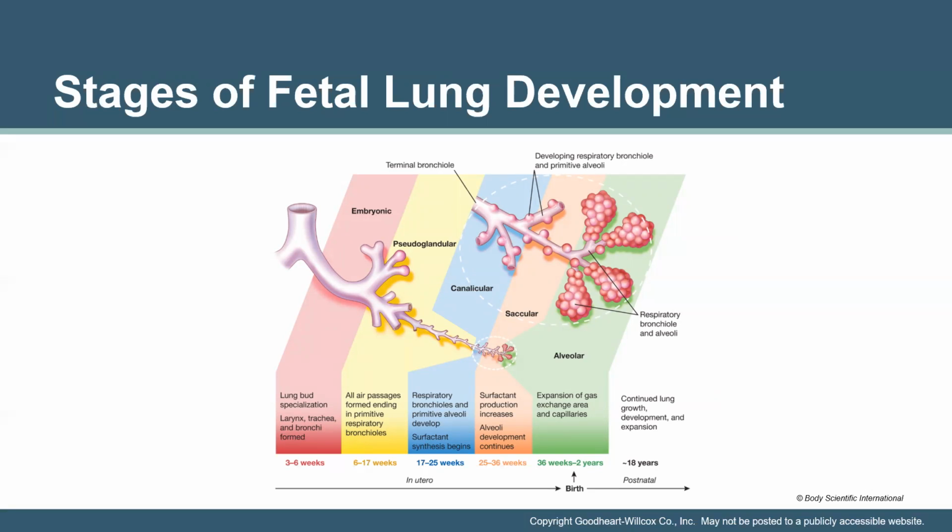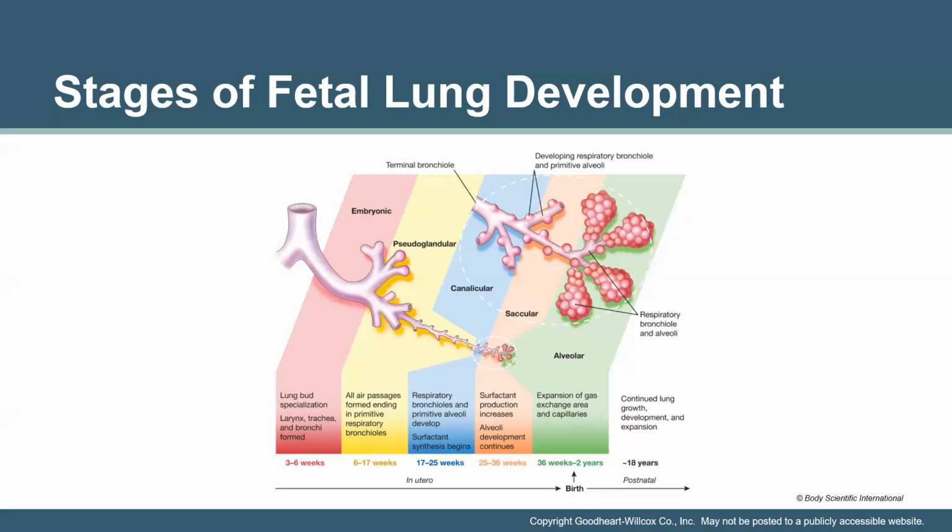Then within embryonic development, we see something that we call pseudoglandular. This happens between weeks 6 through 17. And we see the lung buds branch further. We see all air passages formed and terminate into the primitive respiratory bronchioles. We see cilia and cartilage begin to form, and the amniotic fluid production will begin. In week 17 through 25, this is what we're calling the canalicular stage or phase, where we have bronchioles, alveolar ducts, and the foundations of the alveoli form. We also have surfactant production beginning here.